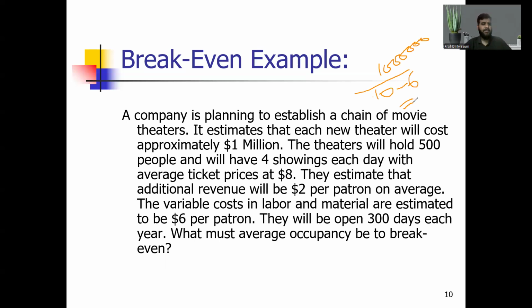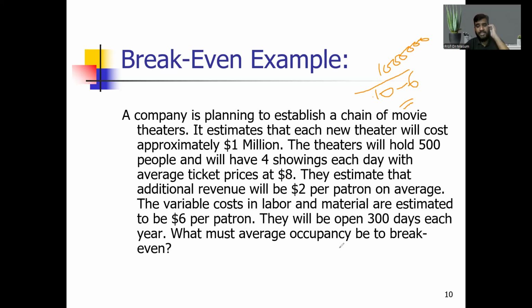What will be your break-even? 250,000 is your good. So 250,000, that means 1 million divided by 4 equals 250,000. So at least you have to sell 250,000 tickets to break even. Now the question is, what must average occupancy be to break even?